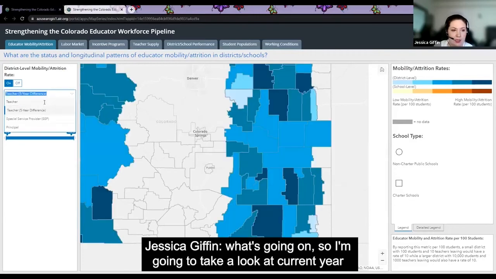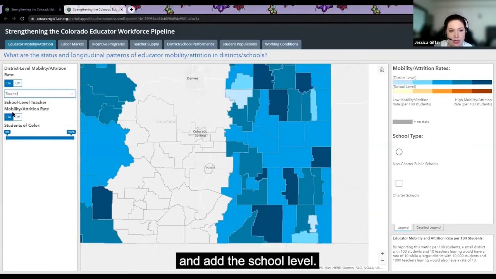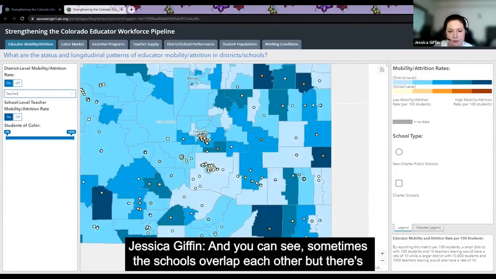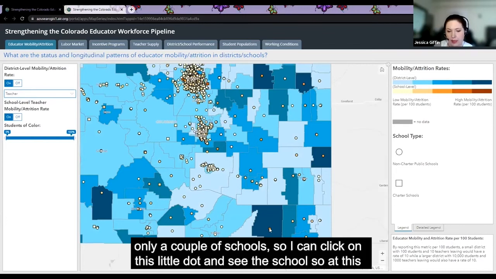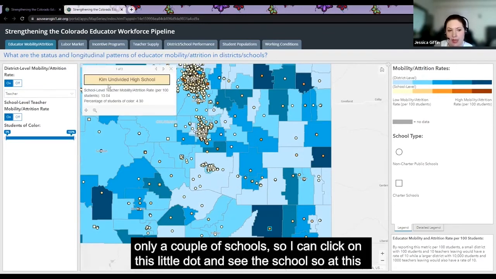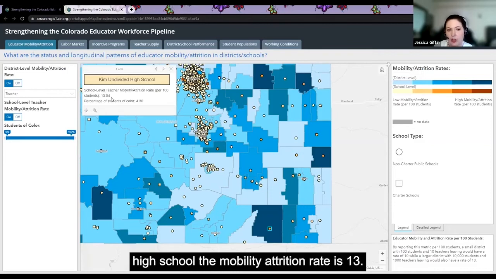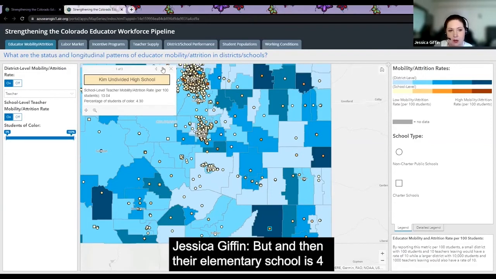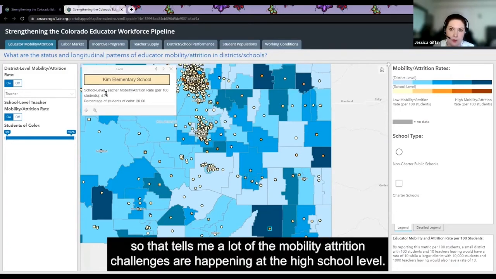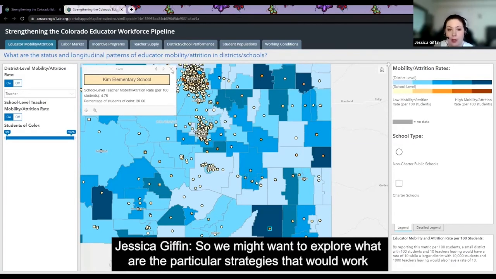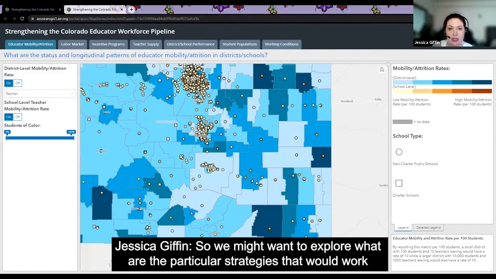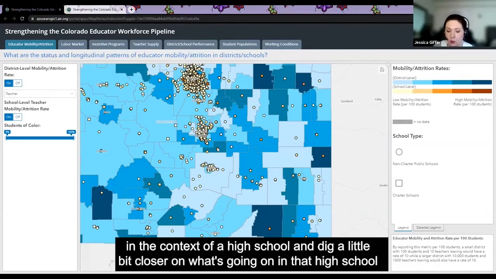So I'm going to take a look at the current year and add the school level. And you can see sometimes the schools overlap each other, but there's only a couple of schools. So I can click on this little dot and see the schools. At this high school, the mobility and attrition rate is 13. And then their elementary school is 4. So that tells me a lot of the mobility and attrition challenges are happening at the high school level. So we might want to explore what particular strategies would work in the context of a high school and dig a little closer into what is going on in that high school.